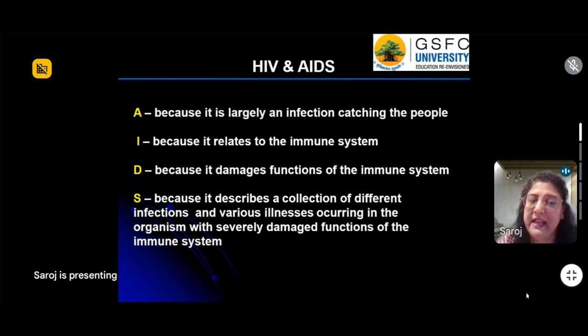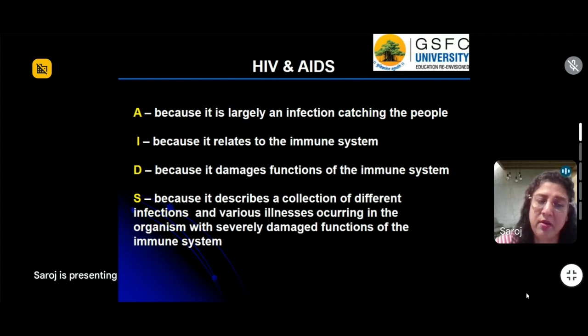Now, why do we have A, I, D, and S? Because each alphabet signifies or would tell you a little bit more about what the disease is. So AIDS, because it is largely an infection. When we say acquired, it is an acquired infection by, of course, human beings. I, because it is immuno, so it relates to the immune system. We are calling it D because it is damaging the function of the immune system.